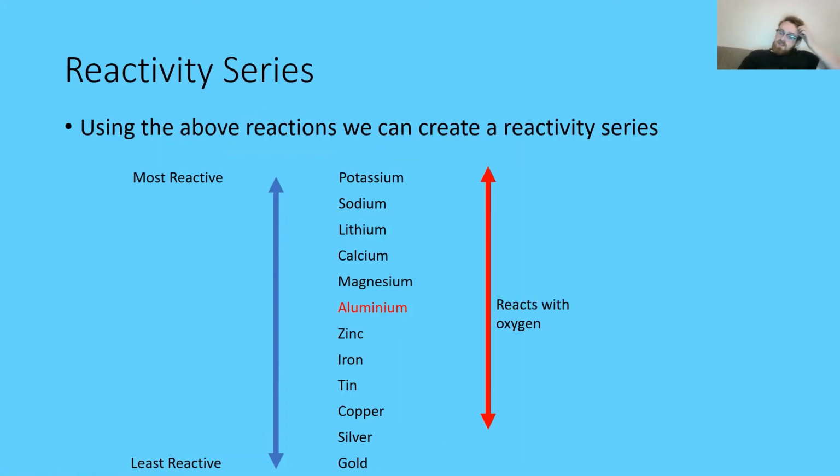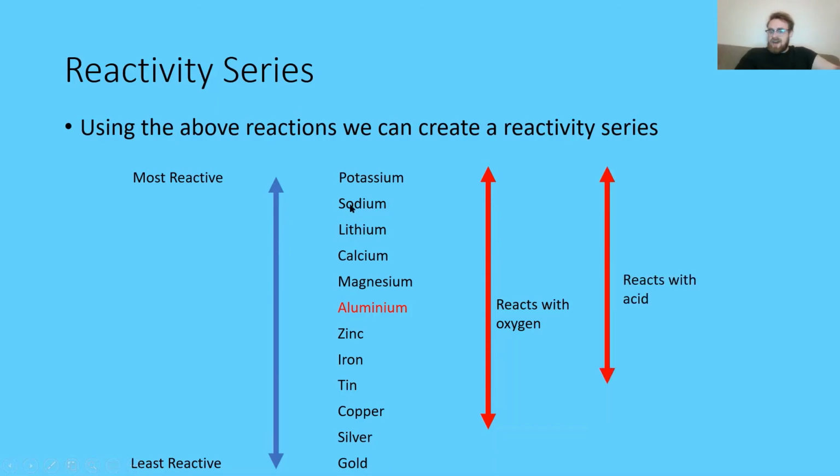What we can say is these are the elements that react with oxygen, okay? Potassium, these at the top are so reactive that you need to store them in oil so it doesn't react with the oxygen in the air, okay? All the way down to copper, maybe silver. They all react with oxygen. These ones react more than these ones, but they all do react with oxygen.